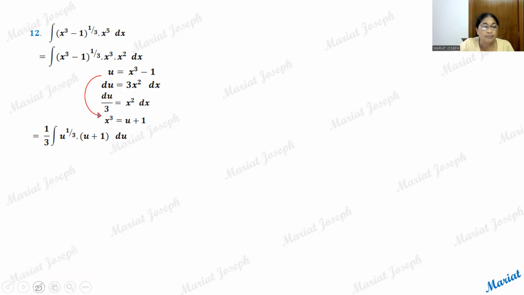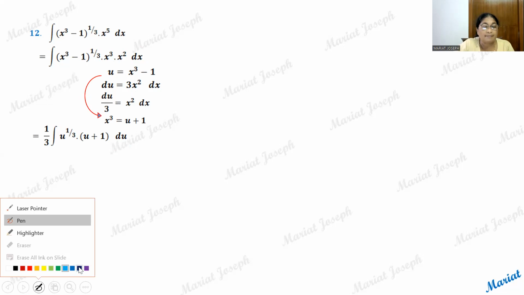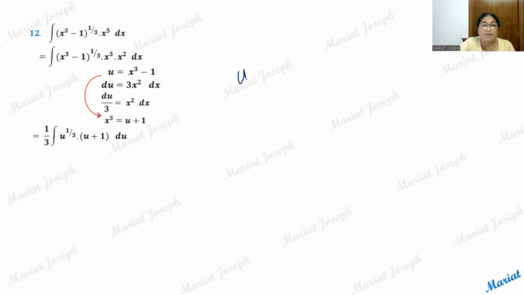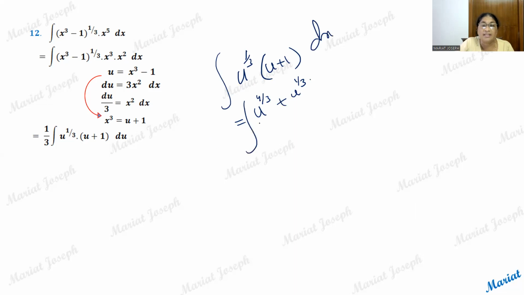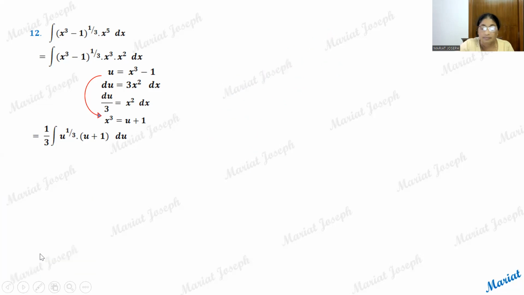Now you know what to do? We will multiply it. U raised to the power 1 by 3 into u plus 1 is equal to u raised to the power 1 by 3 plus 1, that is 4 by 3, plus u raised to the power 1 by 3. The two terms. Then we have to integrate it. You have not yet done the integration. Multiply and make it into two terms. Integration is not done yet.